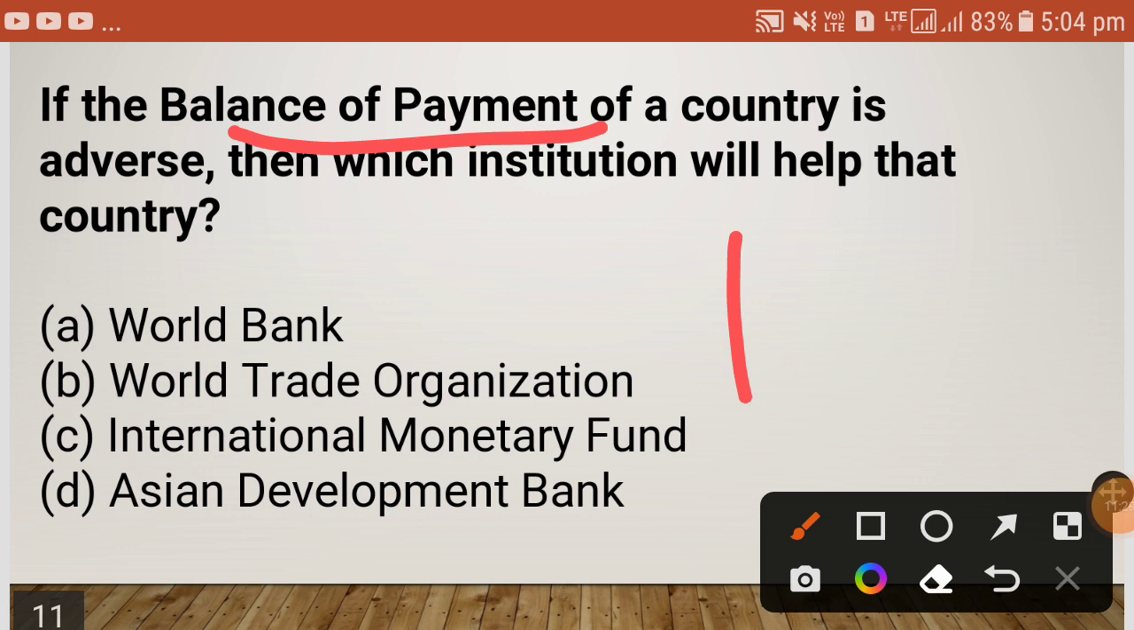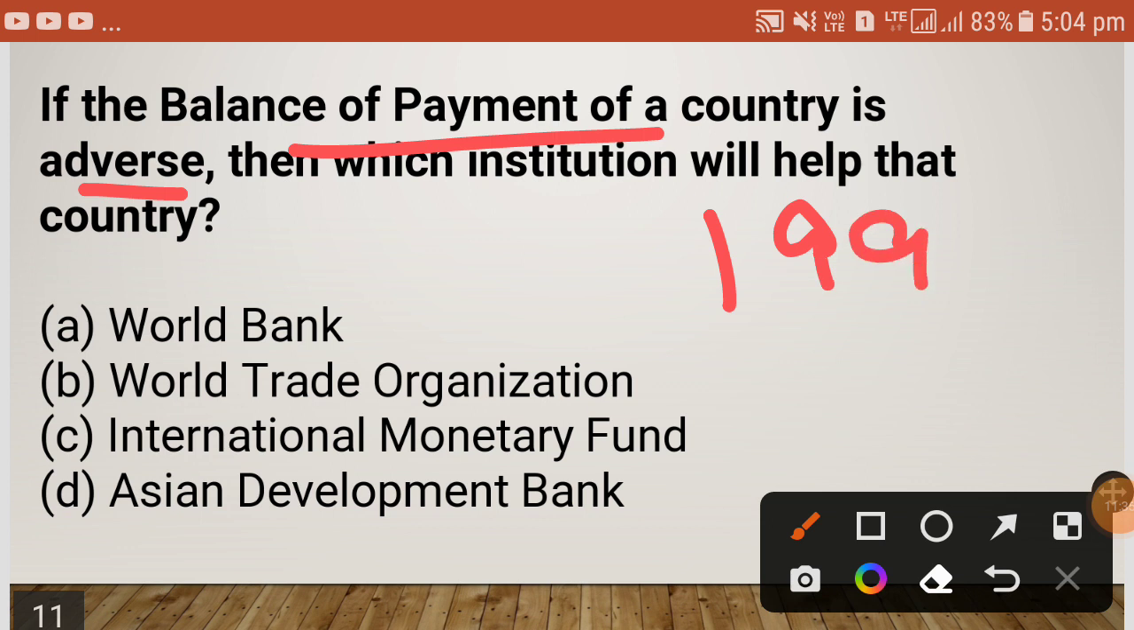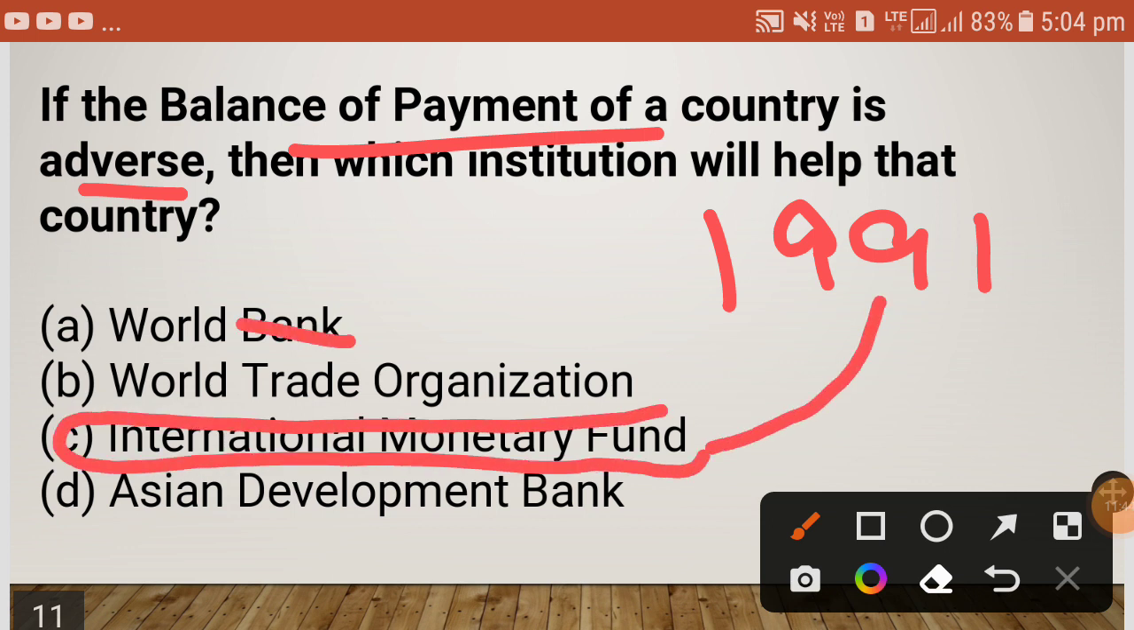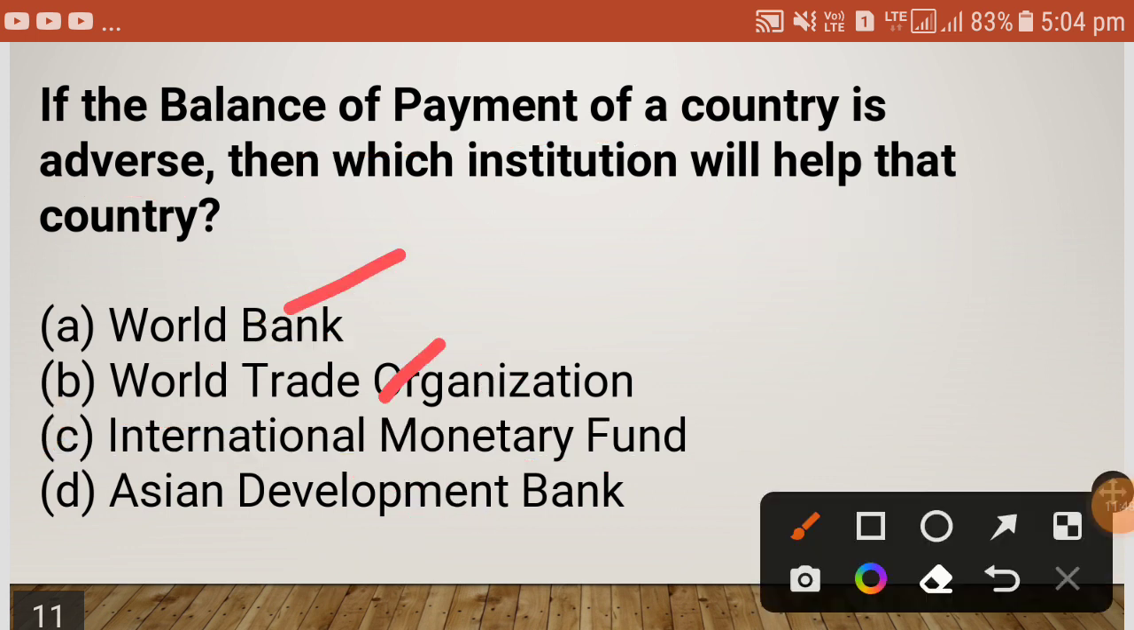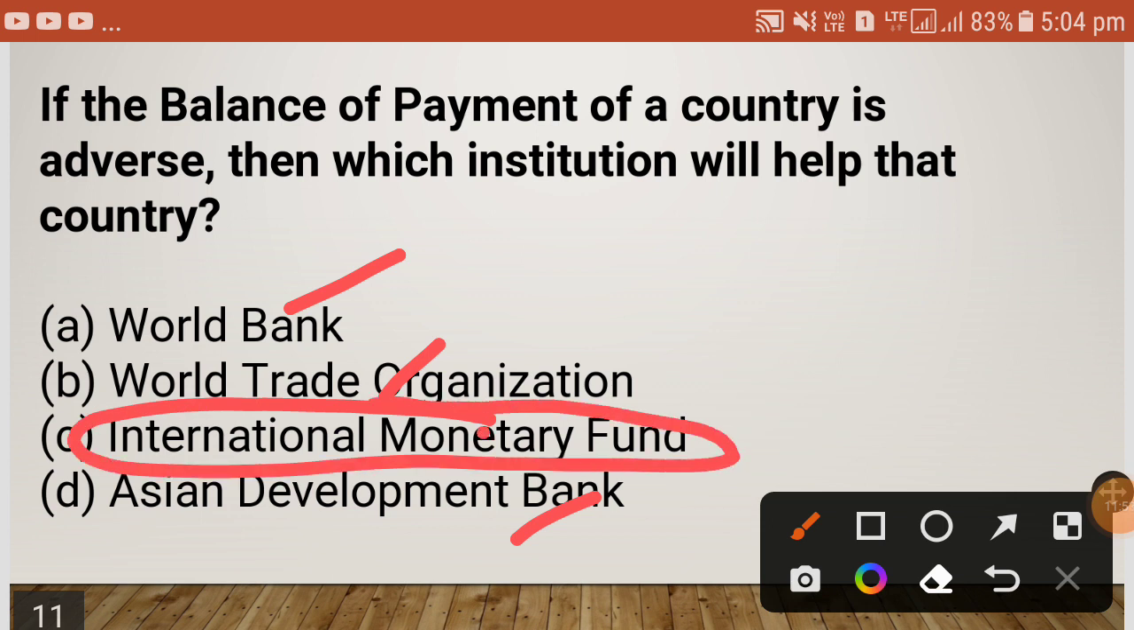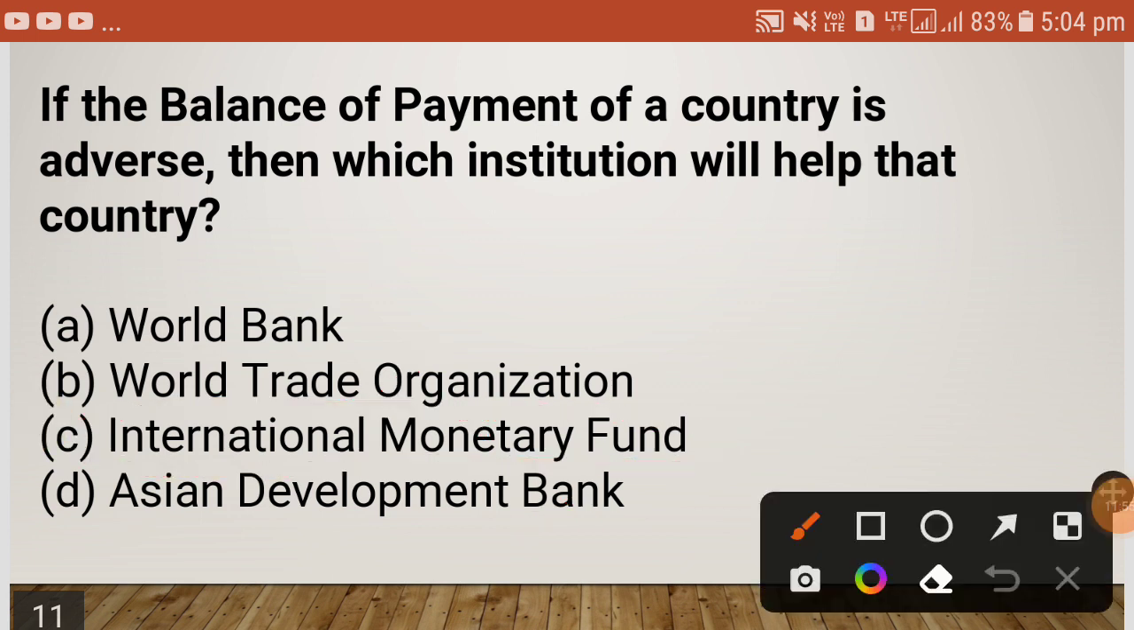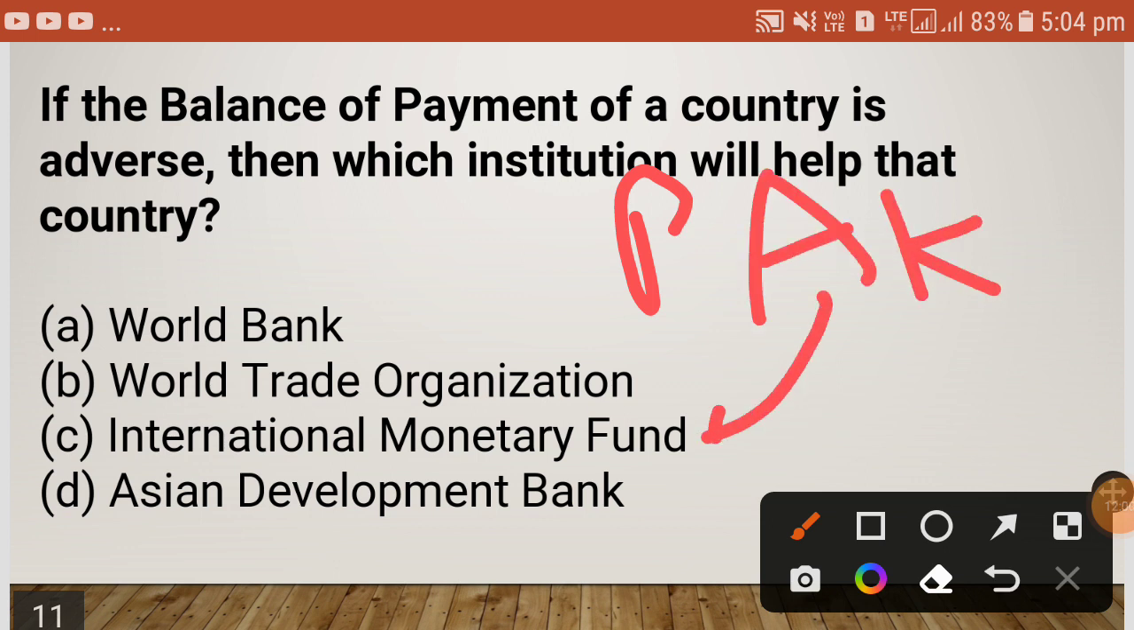Now the question is, if balance of payment is adverse, then which of the following will help? As I said, in 1991 India was in a serious problem with respect to its balance of payment, and the organization that will come in to help is the IMF. It is not the World Bank, not WTO, not ADB. Okay, these are all development institutions, whereas for problems in the forex reserves or the balance of payment, the International Monetary Fund is the one. For example, you can also see in current affairs, Pakistan has approached the IMF to bail it out.